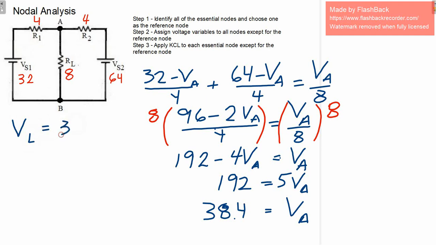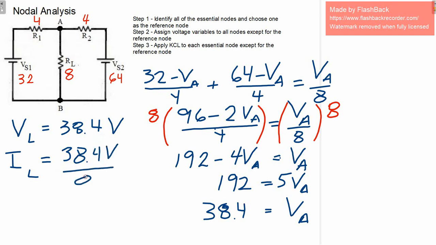So there, we know that node voltage. And really, that's the load voltage. So the load voltage is 38.4 volts. And if I wanted to find the load current, well, I know the load voltage. Just divide by the resistance of the load. So we end up with 4.8 amps. So that is finding the load current and the load voltage using nodal analysis.